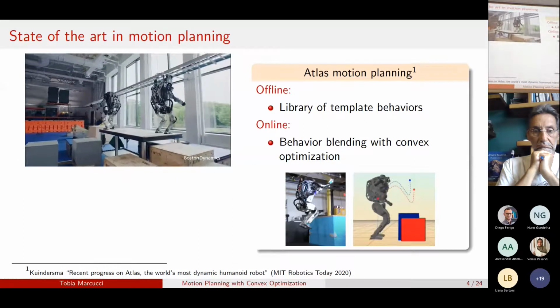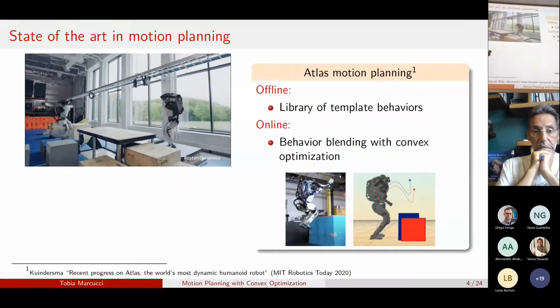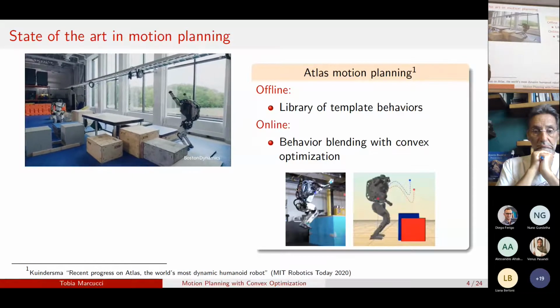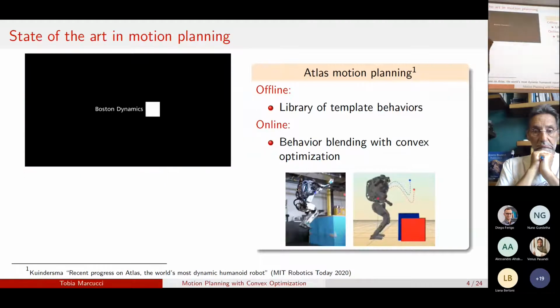So for example, if you have in front of you a parkour environment, the engineers decide a sequence of behaviors that need to be adopted to go through this parkour environment, and the robot on the fly, using the sensors, adapts the offline computed behaviors.